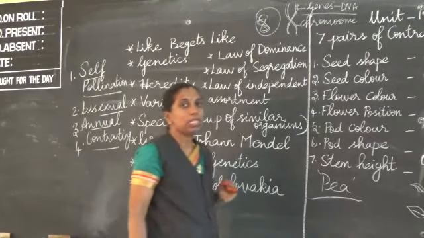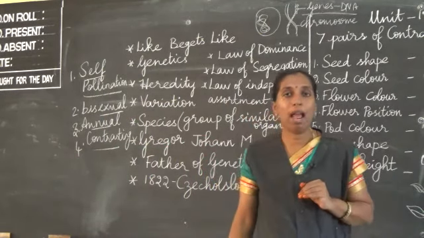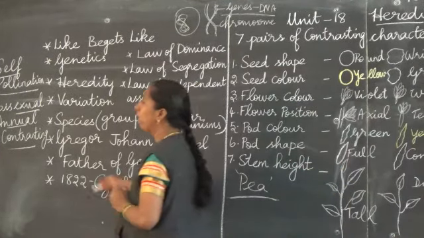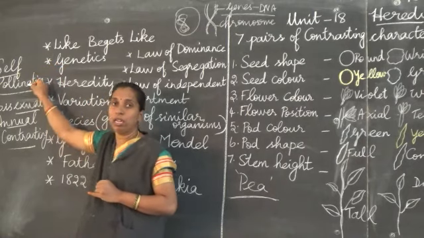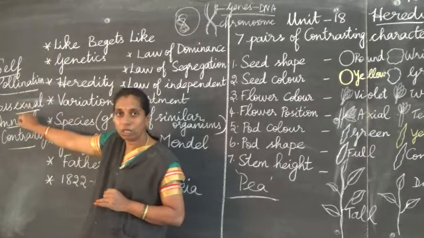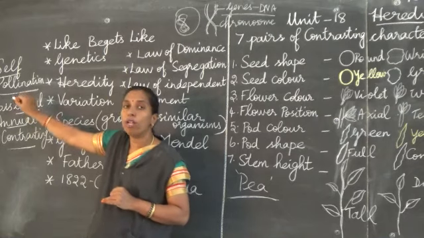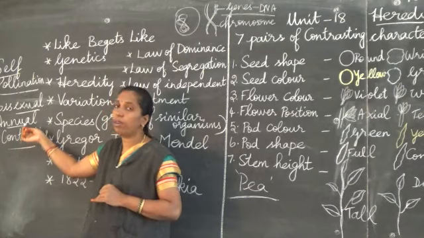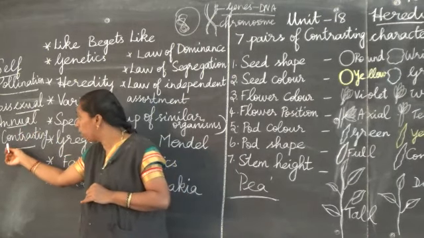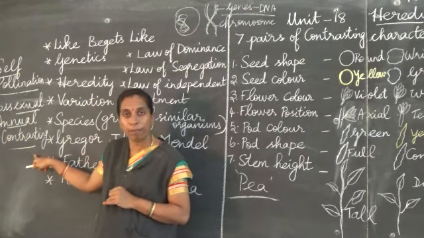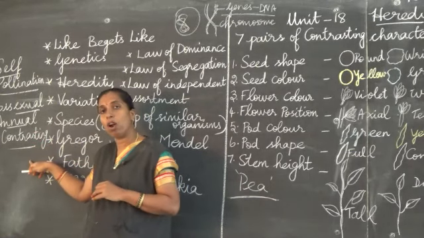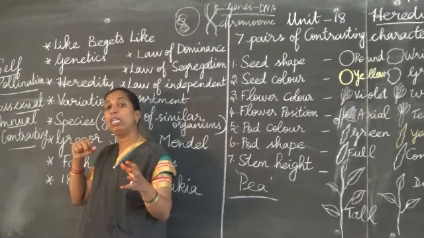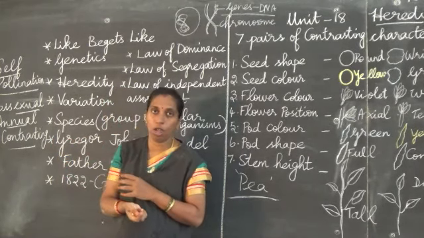So Mendel selected garden pea plant because of certain reasons. What are those reasons? The first one, it is a self-pollinating plant. The next one, it is a bisexual plant, meaning both the male part and the female part are present in the same flower. The third one, it is an annual plant. And the contrasting characters were easily visible. And the last one, we can also easily cross-pollinate the plant.